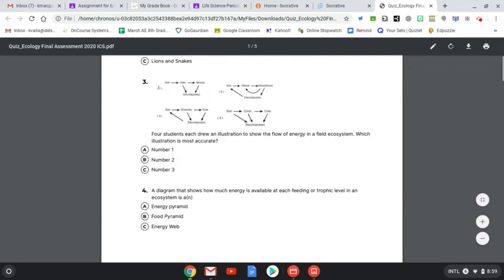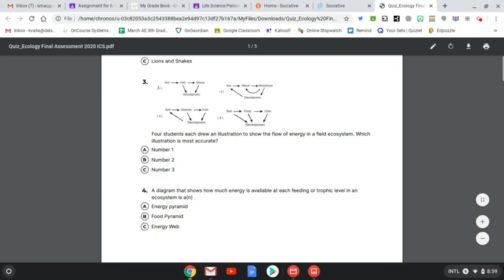Number 3, you have number 1, number 2, number 3, and number 4. As it says, 4 students each drew an illustration to show the flow of energy in a field ecosystem. Which illustration is the most accurate, which means is correct? Is it A, number 1, B, number 2, or C, number 3?